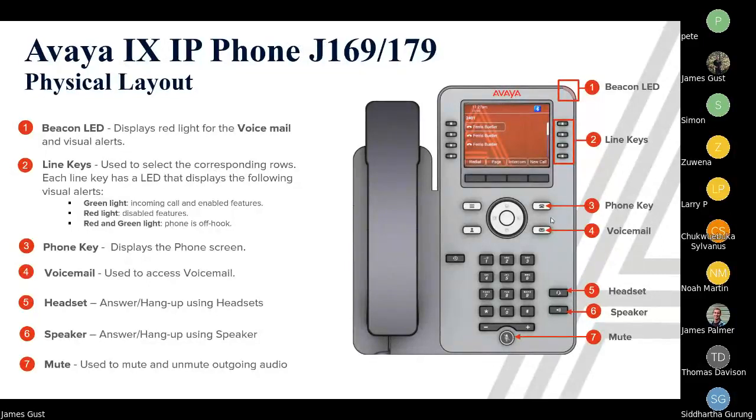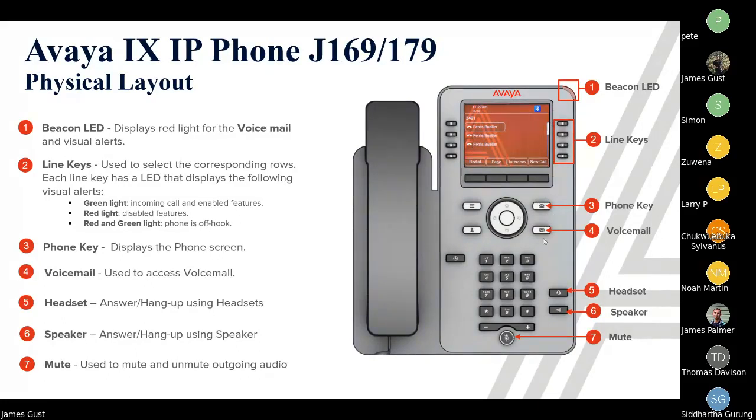The phone key and the settings key are used to swap what you currently see on the front screen of the phone. So the phone key will always bring you back to the home screen of the phone that has all of your line appearances set up.